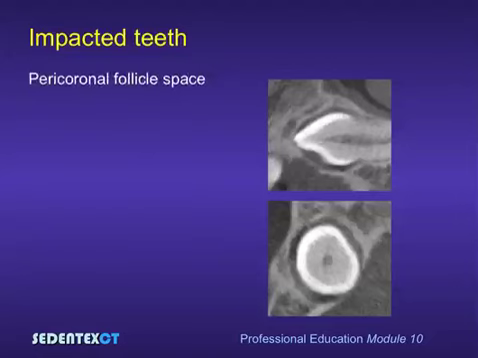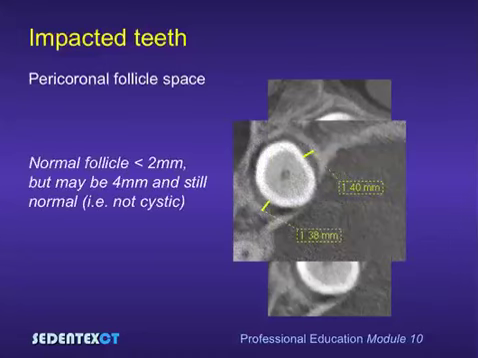We should look at the pericoronal follicle space to determine whether any cystic changes occurred. And we can measure that, as shown on the right here, using our measurement tools on the software. A normal follicle should be less than 2 millimeters in thickness, but can be 4 millimeters and still normal, in other words, not cystic.